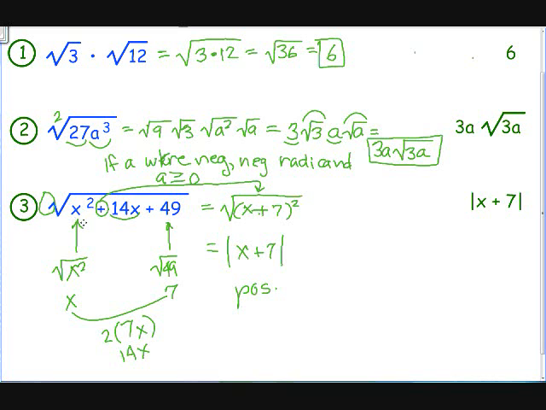This one is even a better disguise, isn't it? It's a trinomial. Anytime you have that trinomial sitting there, be aware that it might be a perfect square trinomial. If it is, we can factor it. We can find that square root.